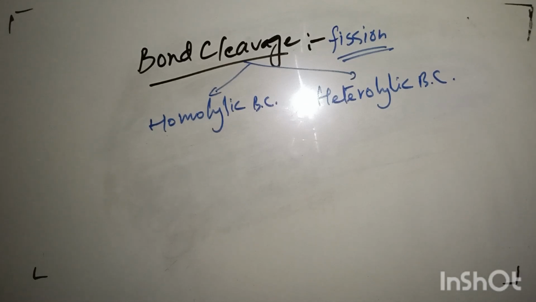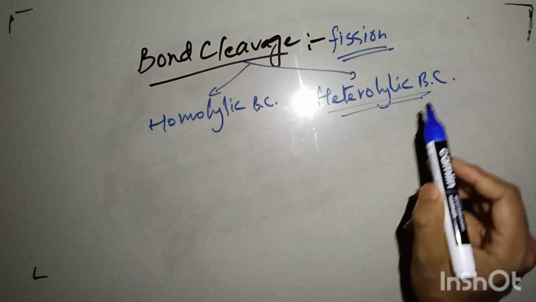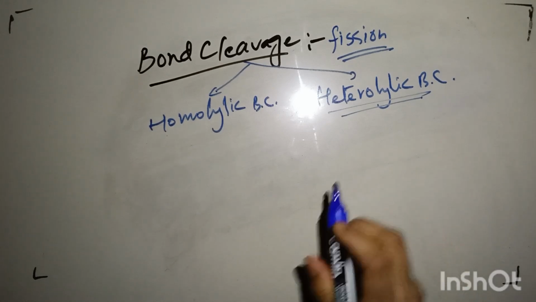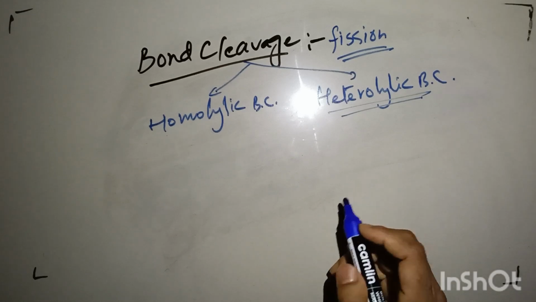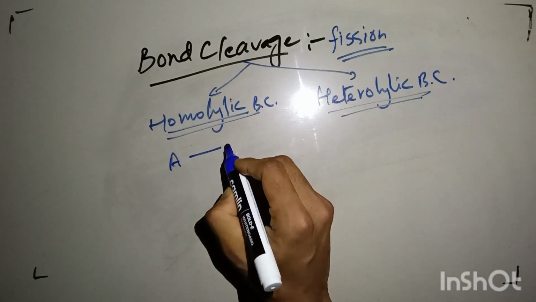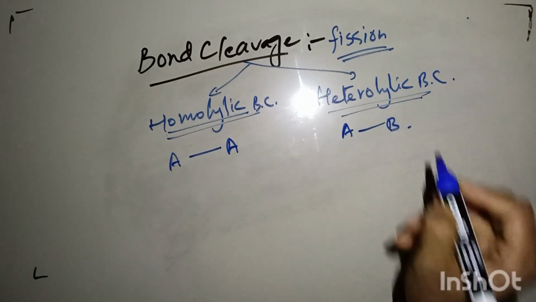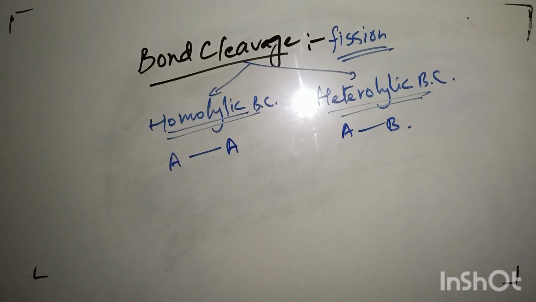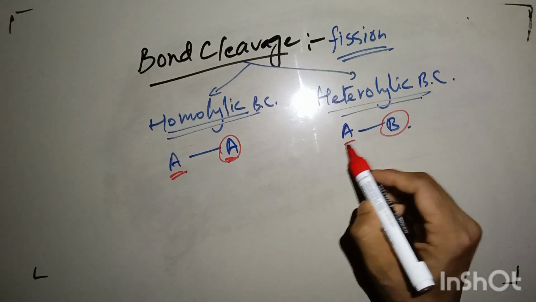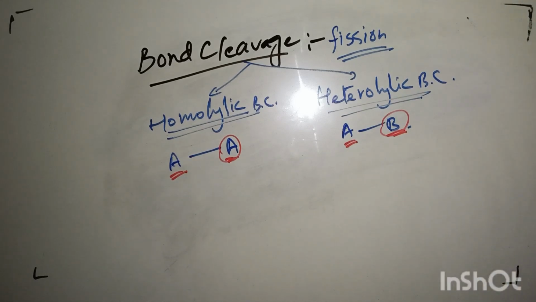So you have to understand that the cleavage in which unequal distribution of electrons takes place during the bond cleavage is known as heterolytic bond cleavage, and cleavage in which equal distribution takes place is called homolytic bond cleavage. The most important point here to remember is, do you see any difference there? The difference is A and B. In this, A has the same electronegativity as A, but here A has different electronegativity from that of B.